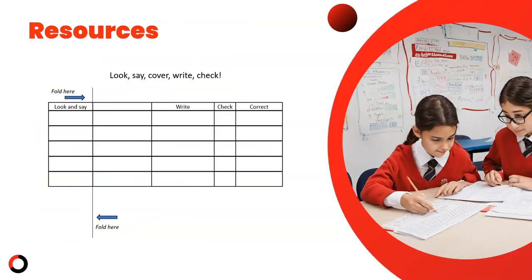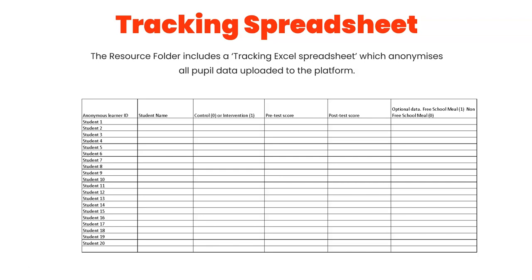In the resource folder, you will find a template that you can use. You will also find a tracking spreadsheet, which you use to link an anonymized learner on the platform to a student in your class or in your target group. And then you just record the control or intervention in the next tab.